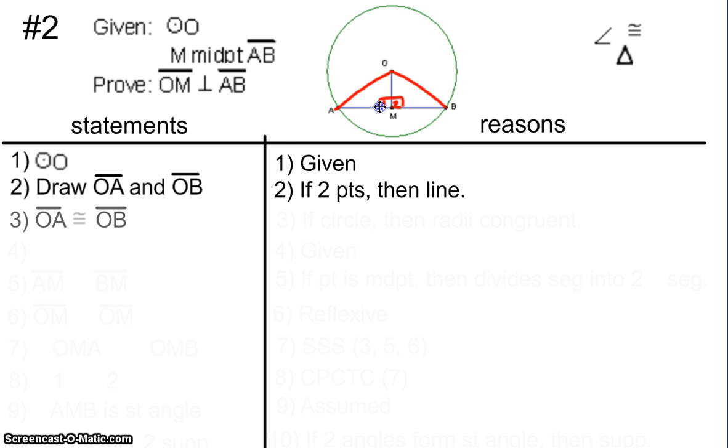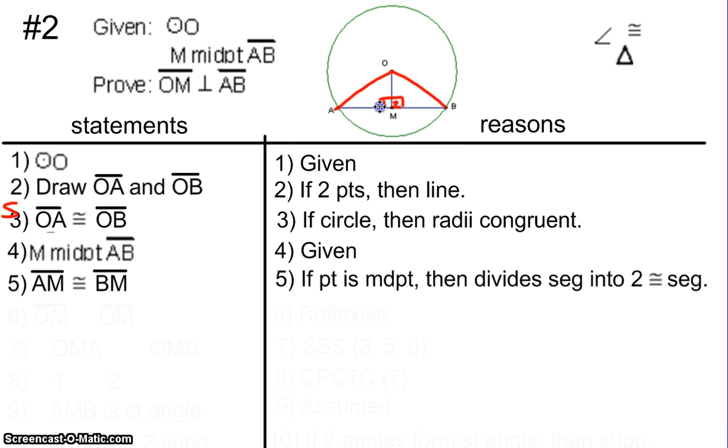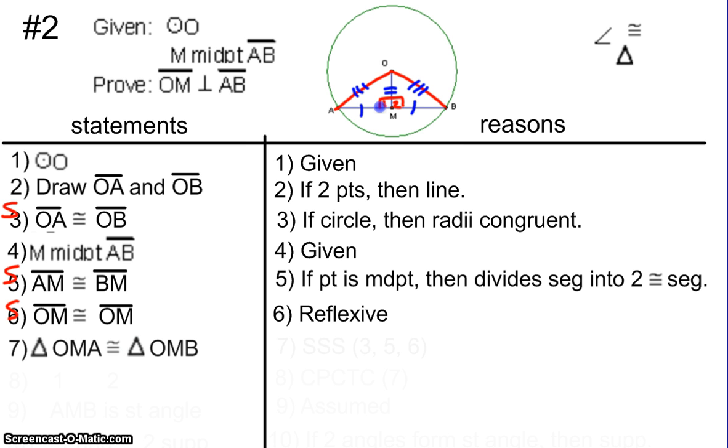Now, after they are drawn, we can say that they are congruent, because if it's a circle, then all radii are congruent. That gives us our first side. Our next given information will give us our next sides, because if it's a midpoint, then we know that it divides the side into two congruent segments. And then our third piece of information, similar to the last one, is a reflexive step. So that gives us our three pieces of information to prove the triangles are congruent. Just like the last one, we have all three sides congruent, so we can say the triangles are congruent by side, side, side.